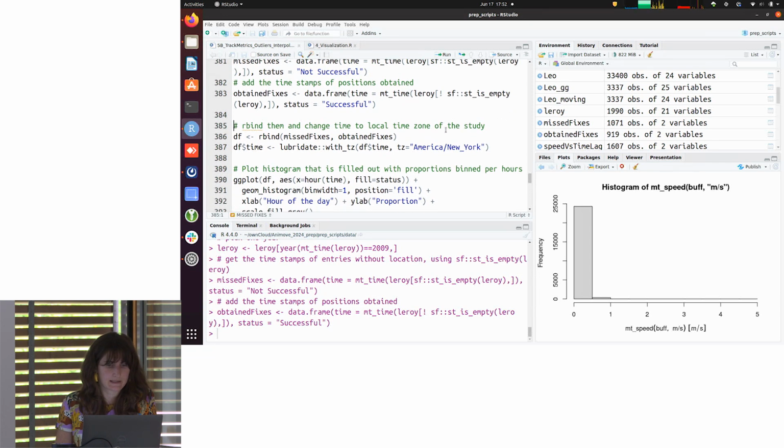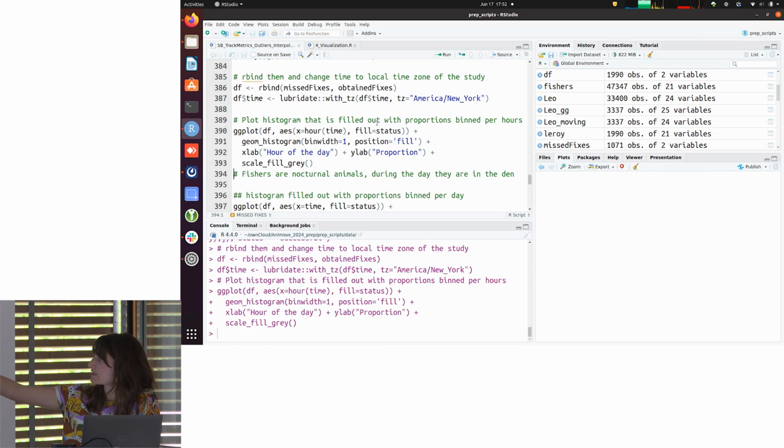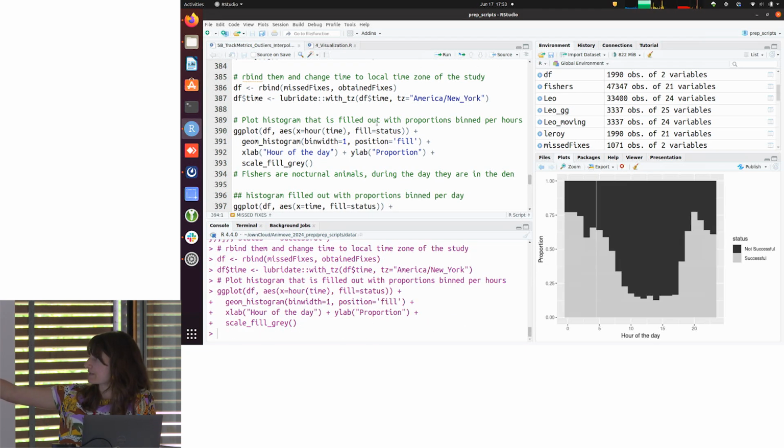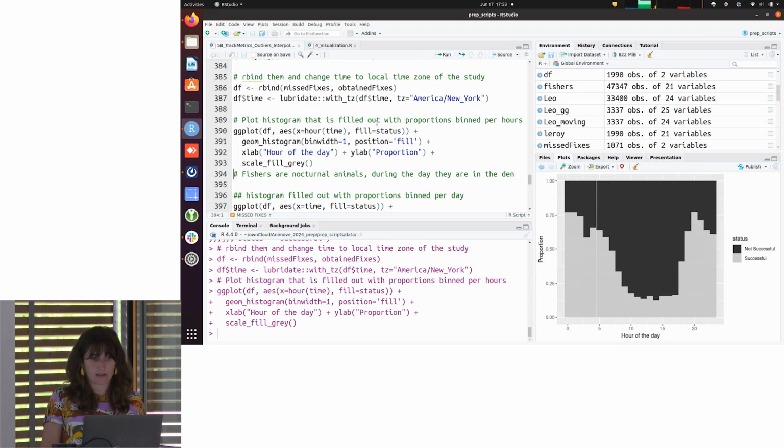I bind them. In this case, these fishers live in the New York time zone, so I'm going to transform the time to a time zone that I can interpret for their behavior, and then I'm going to plot. So in dark color, we have non-successful fixes. In light color, successful fixes. And again, we know these fishers are nocturnal animals, and so during the day, they're probably denning. So during the day, between 9 and 4 or 5 p.m., is where we have the highest amount of missed fixes. We can imagine it's probably because they are denning at the time.